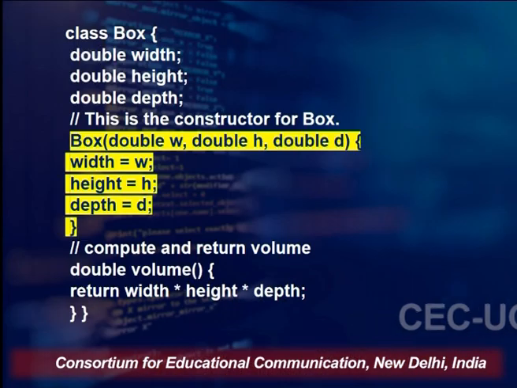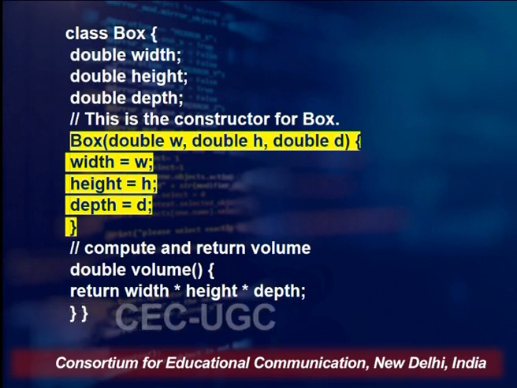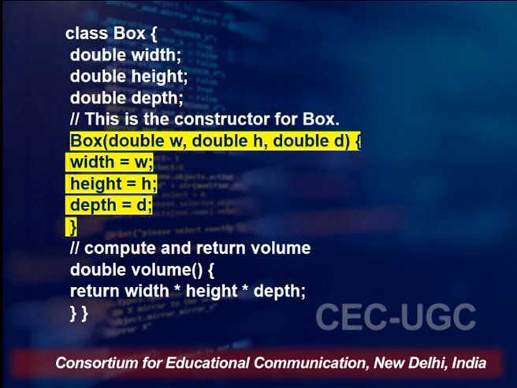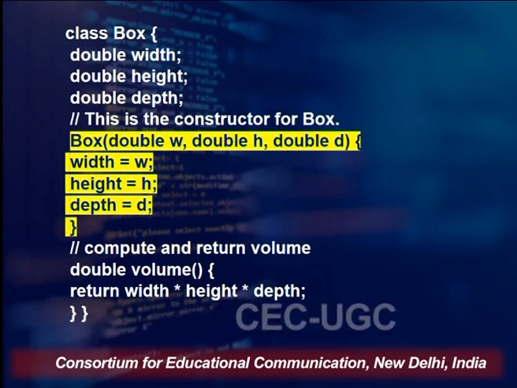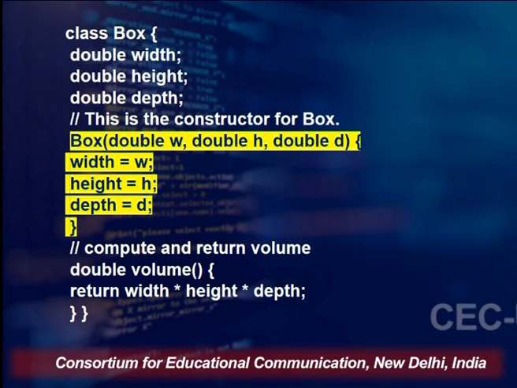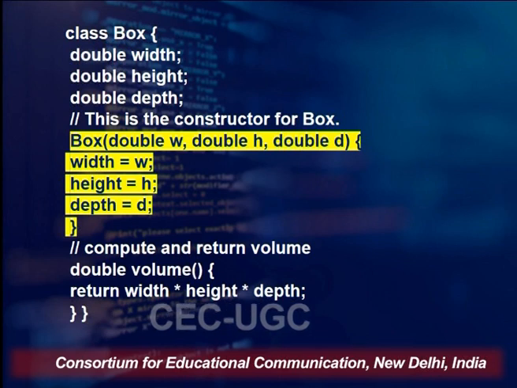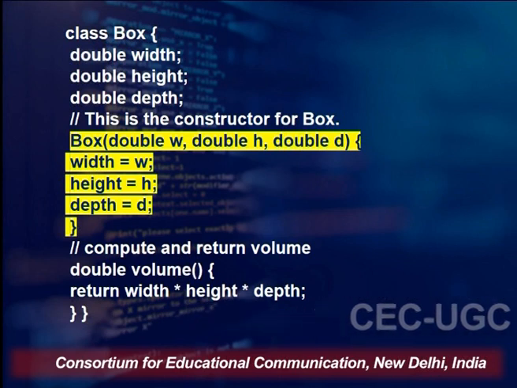And then the next method, which is a common method here, is the volume method, which returns a type double, and this is nothing but the multiplication of width, height and depth. So we have defined the class Box with 3 instance variables, 1 parameterized constructor and 1 normal instance method. Now this class Box will be used in creating new objects of this class within our program, which has our main function.